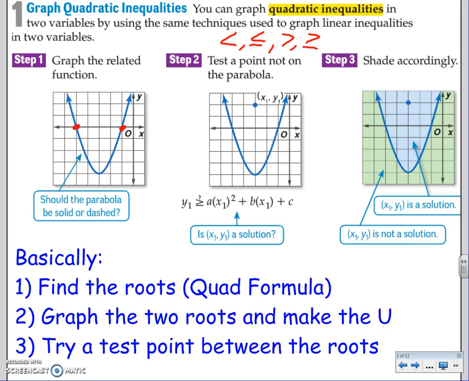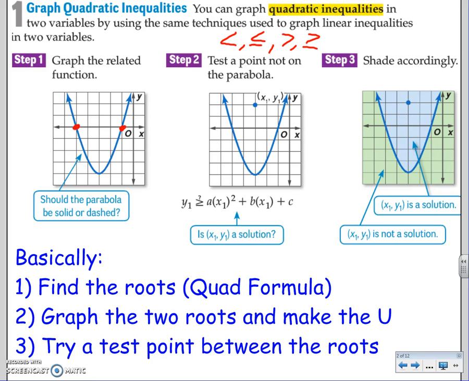Then we're going to pick a test point not on the parabola. So if you do the quadratic formula, we're going to want to pick a test point between the 2 points, on that same y, with the same x-axis. If we can't use the quadratic formula, which sometimes we won't be able to, we'll have to do the vertex and pick a point above or below the vertex. Anyways, if the test point works, you shade that spot. If the test point fails, you shade the other spot.